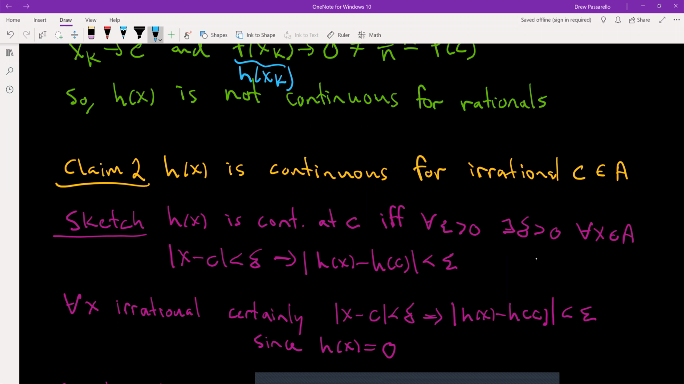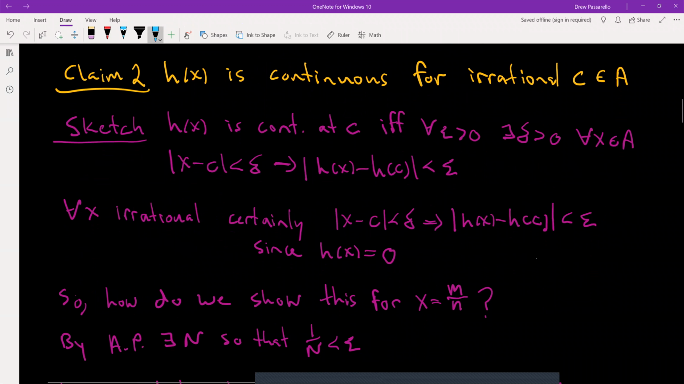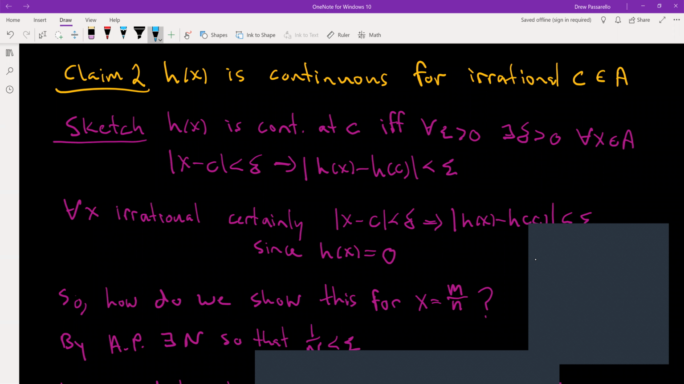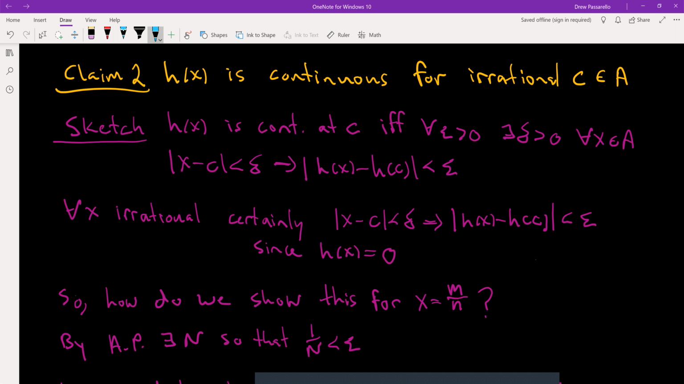Now, it's when we have rational values of x, and how do we handle that? Where the rational values of x are of the form x = m/n, and again, m/n is in reduced form. Well, by the Archimedean principle, we know there exists a capital N where 1/N is less than epsilon.